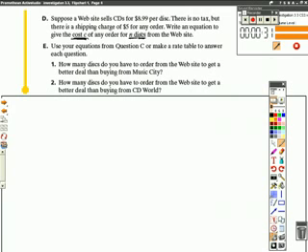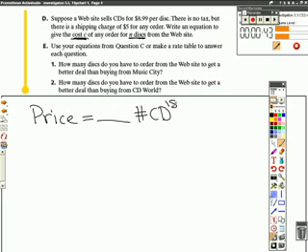So again, given what we did before, we know something to do with price equals something to do with the number of CDs. Okay? Now, if we do remember, they gave us the price per disc. It's $8.99. So in the last problem, we put that right there. It's $8.99 per CD times however many CDs we want.